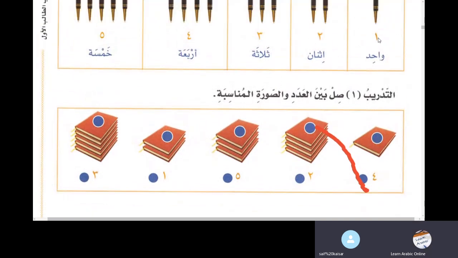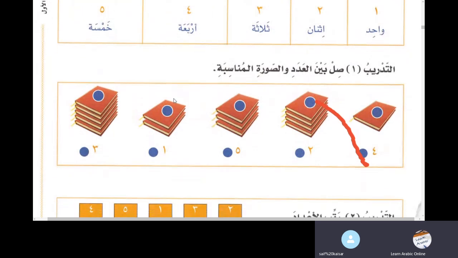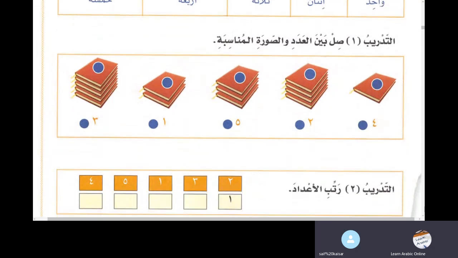This is wahid, this is isnan, this is salasa, this is arba, this is khamsa. Okay? So this is your homework. You need to solve it and send me so that I can check it.